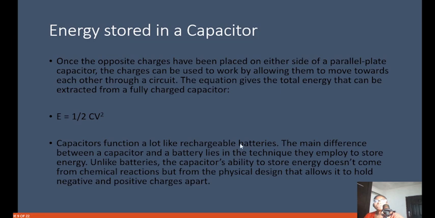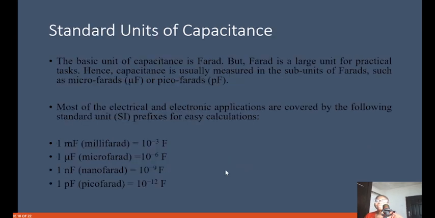A capacitor functions a lot like a rechargeable battery. The main difference between a capacitor and a battery lies in the technique they employ to store energy. Unlike batteries, the capacitor's ability to store energy doesn't come from chemical reactions, but from the physical design that allows it to hold negative and positive charges apart, and that's by putting the dielectric between the two plates. That is the ability the capacitor has.